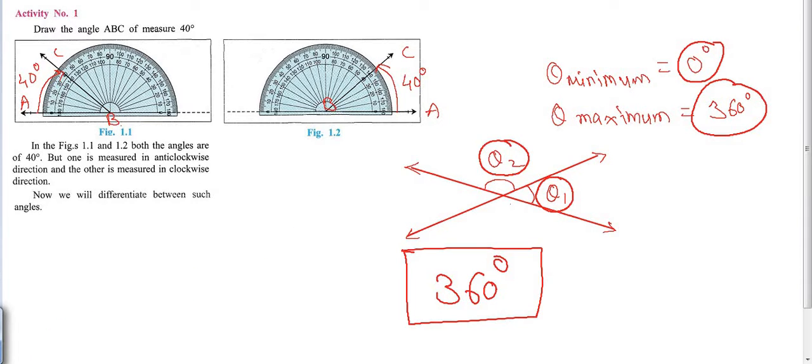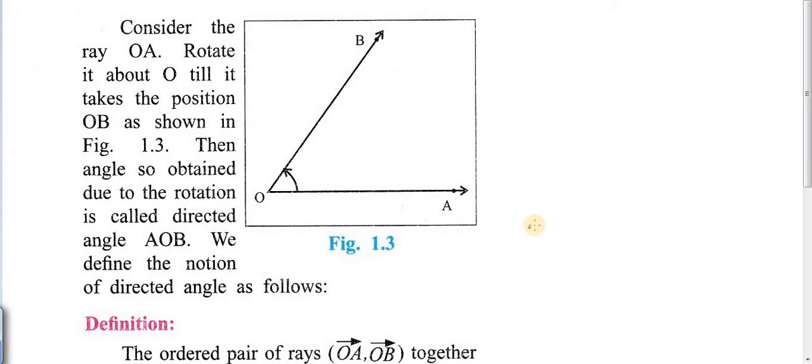Now we'll try to define a directed angle. The conventional angle is defined as the angle between two lines, but in case of directed angle, the angle is defined as the rotation of a ray with respect to its initial position. Now just have a look at the figure. Ray OA is initial arm or initial position. Now it has been turned to certain angle to acquire the final position. Now this is final position, which is ray OB. Now while doing this, the angle swept by the ray with its initial position is known as directed angle.